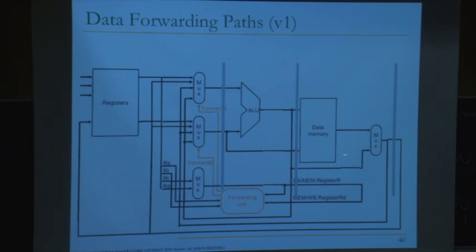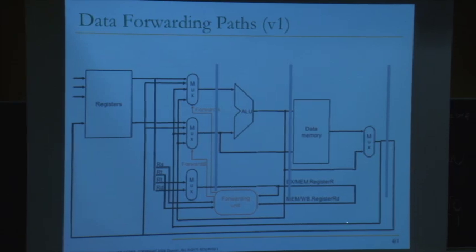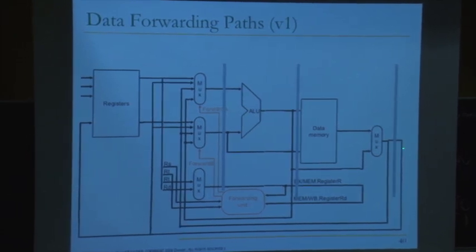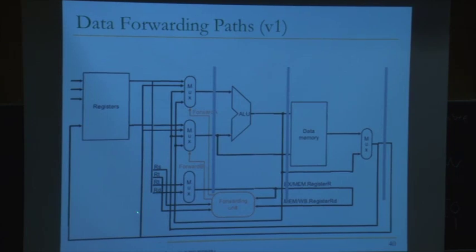This is the pipeline before, and we're going to add some muxes, basically. Now the values can come from the register file, but not only that, the values can come from the output of the ALU, or the value can come from the output of the memory. Let's take a look at this mux. The value can come from the register file. The value can come from the output of the ALU here, if I can follow these paths. The value can come from the output of the memory. And the value can come from the write back stage.